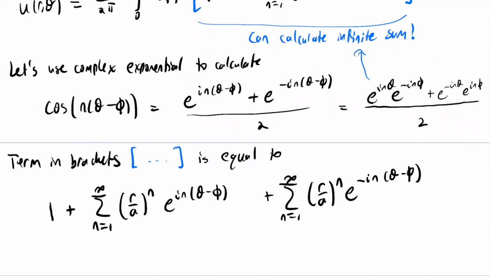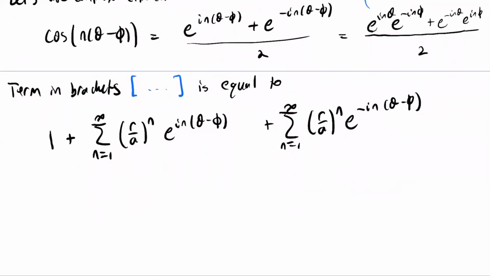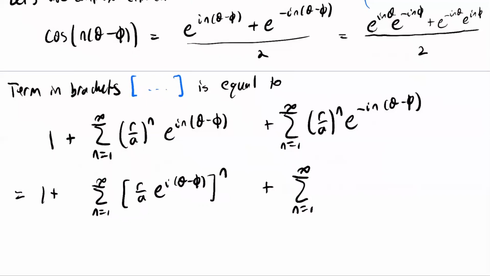Right. But what I'm going to do is write this as a geometric sum, right? So we're going to see very soon that this is a geometric series, and well, we have a solution formula for geometric series, so I can plug that in and actually evaluate both of these things, right? So this is equal to 1 plus the sum from n equals 1 to infinity. I can write each of these terms as r over a times e to the i times theta minus phi, all raised to the power n, right? And similarly, my second sum is the sum from n equals 1 to infinity of r over a times e to the minus i times theta minus phi, to the n.